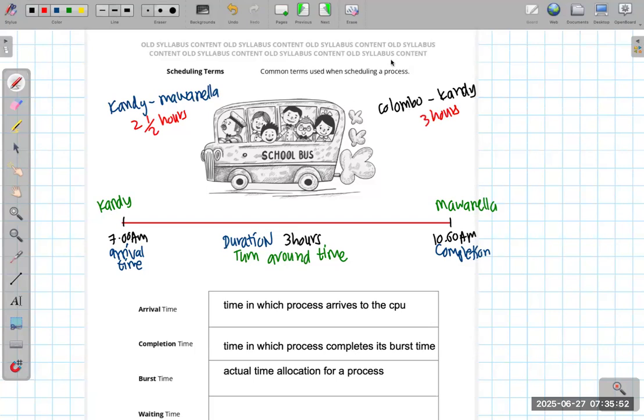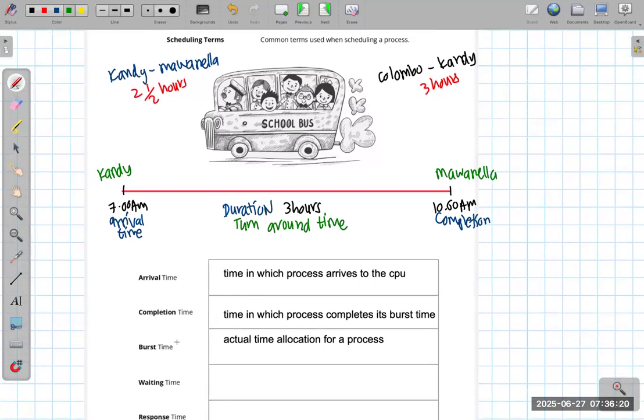What do you mean by the term burst time? The burst time refers to the actual time needed for its completion. Burst time will include the total actual time. The movie is for 2 hours. The journey is for 3 hours. This we call burst time. Burst time, actual time allocation for a process.